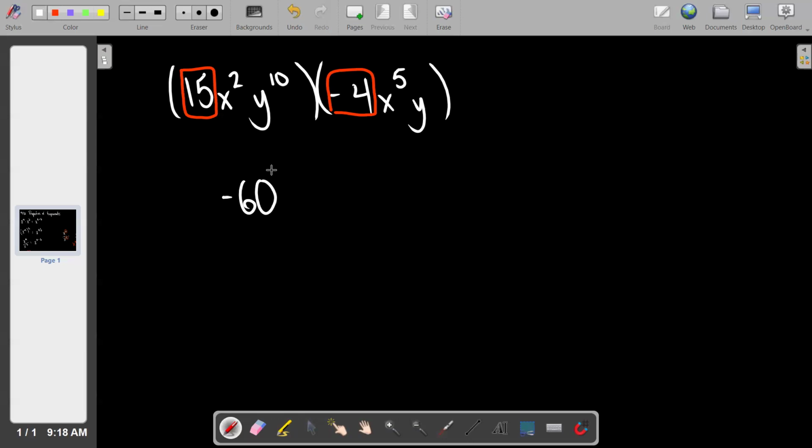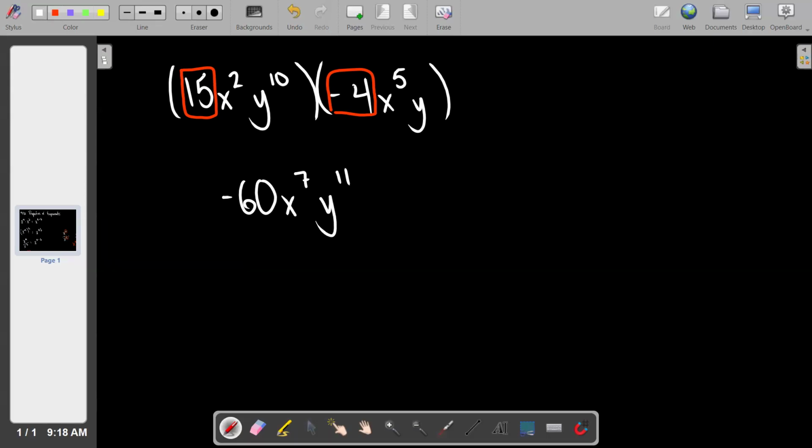2. How many x's do I have on the right? How many x's do I have total? Try again. X to the 7th is part of my answer. How many y's do I have on the left? How many y's do I have on the right? How many y's do I have total? There you go. Done.